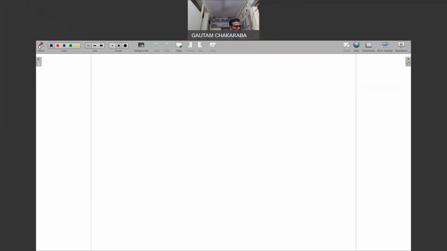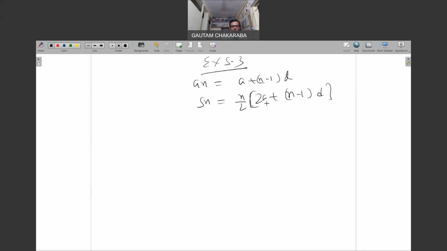Today I lecture exercise 5.3. Okay, this is from NCERT textbook and question number 1. No, just I revised the identities and you know the nth term is equal to a plus n minus 1 into d. This is the nth term, and the sum of an AP, so that is n by 2, 2a plus n minus 1 into d. This is the sum of terms.